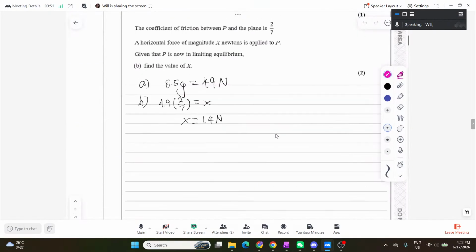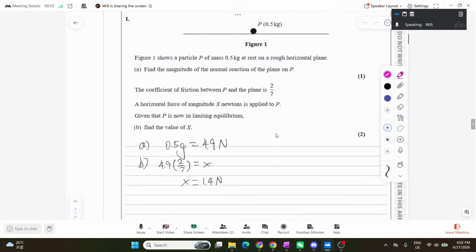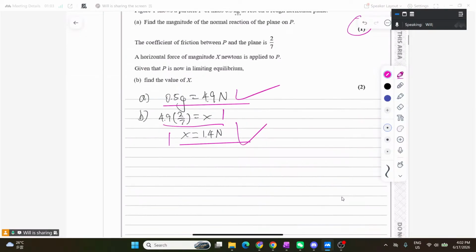Okay, this paper. First one. This one is the no problem answer. Okay, and X is the 1 point. Be cautious of step one. This step got 1 mark. Another, okay, no problem.